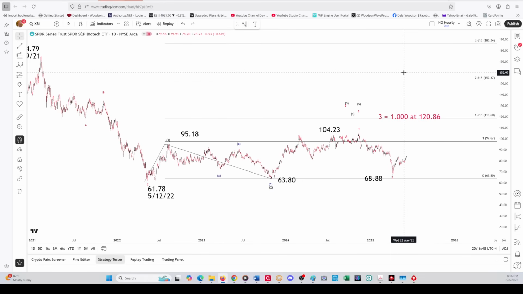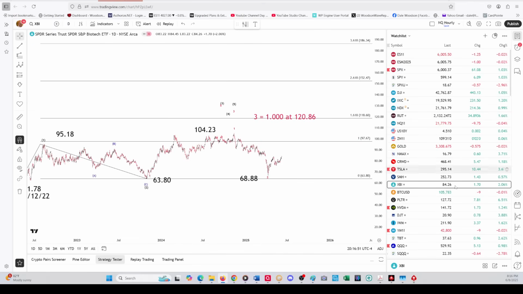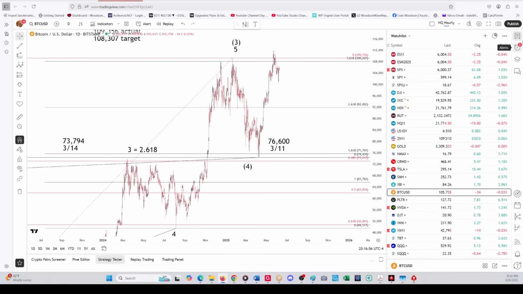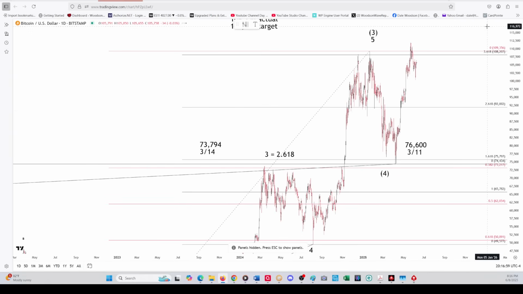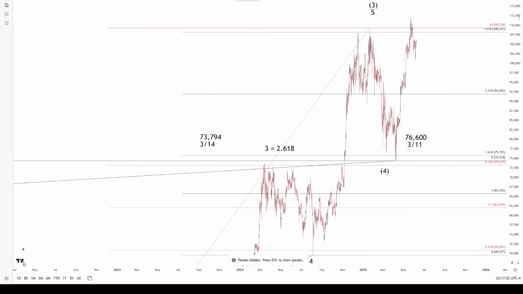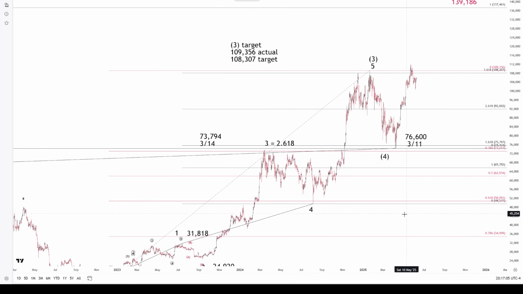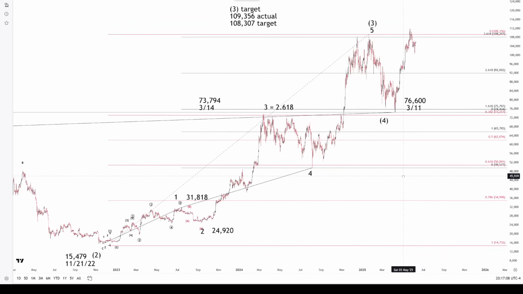Let's go here, and what was our next one on the list? Bitcoin. Okay, let's look at Bitcoin. Might need to make this bigger and make that a full page. Okay, from the November 2022 low, we have a 1 up at 31,818, a 2 down, 3 up, which was a 2.618 multiple, a 4 down, held above the wave 1 high, and a 5 up to complete the larger wave 3 in parentheses.